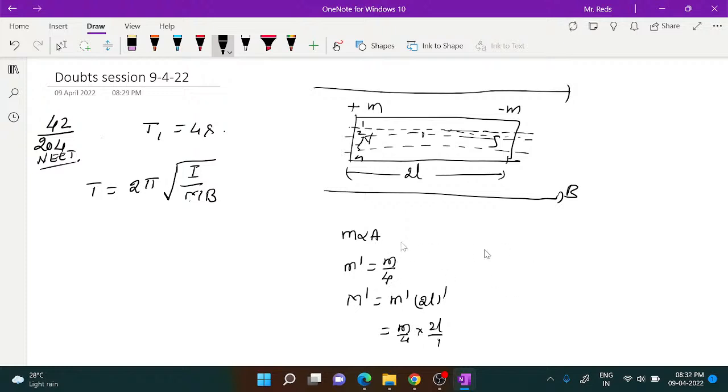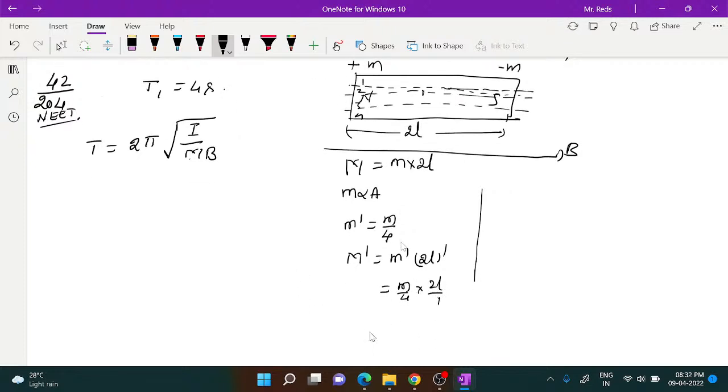We know the initial magnetic moment is capital M, equal to m into 2l. So after cutting, the magnetic moment of each piece is capital M by 4. The external magnetic field is the same, and only the magnetic moment changes. So this is the initial one, equal to 4 seconds.